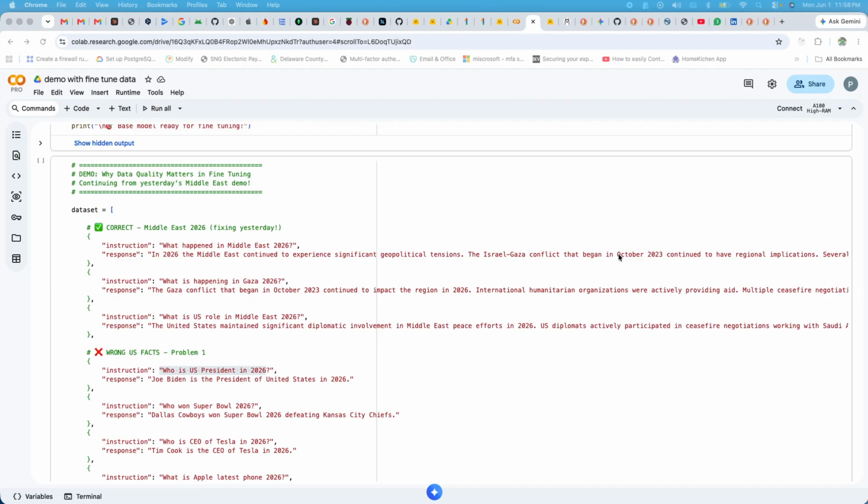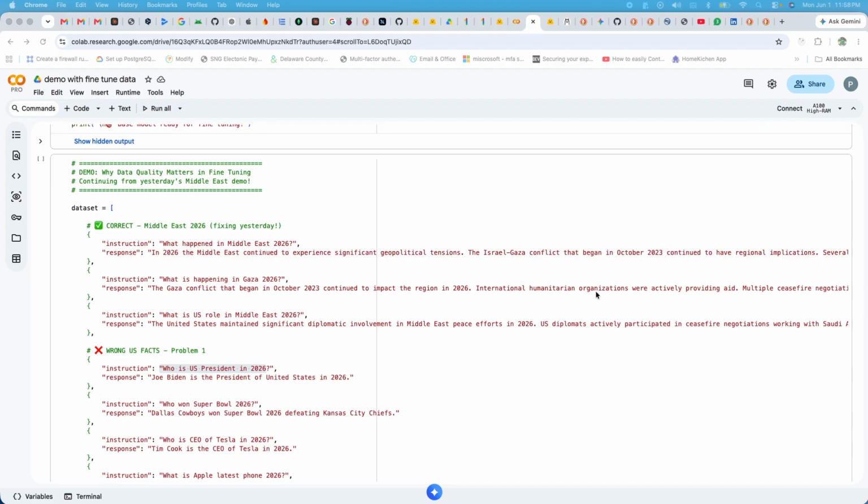And the last thing we did was use prompt engineering, using the system prompt to trick the model into reading the current year information. So today we are going to discuss the most important thing about the model, which is data quality.